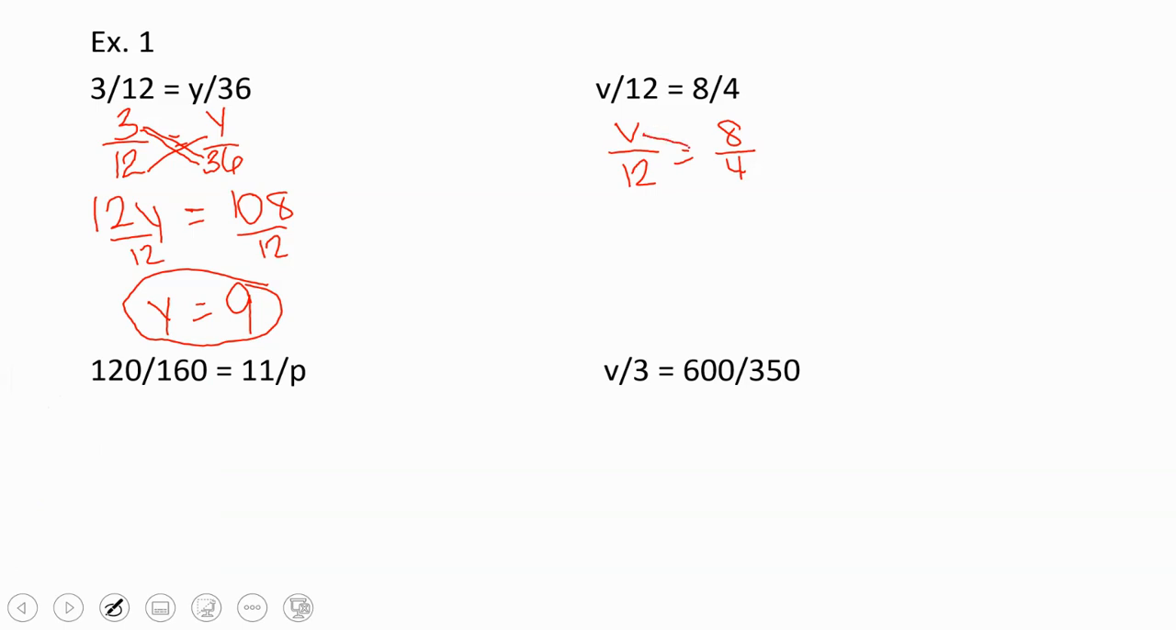We're going to use cross multiplying though. So v times 4 gives me 4v. 8 times 12 gives me 96. One-step equation. I'm going to solve by dividing both sides by 4. I don't know why it's not writing.